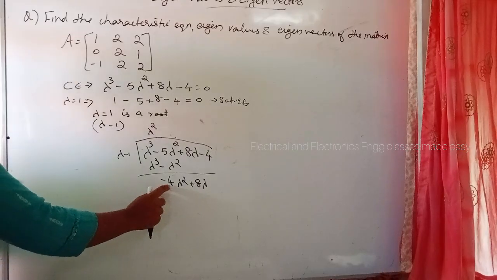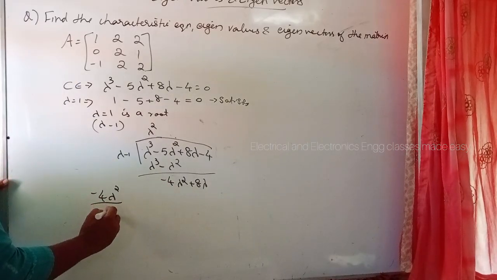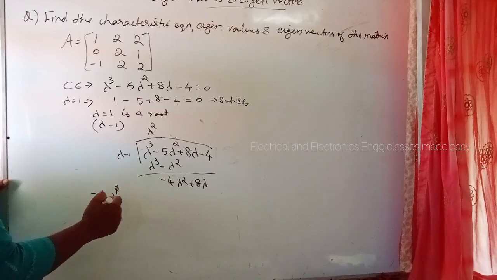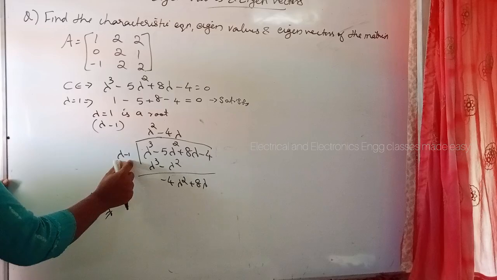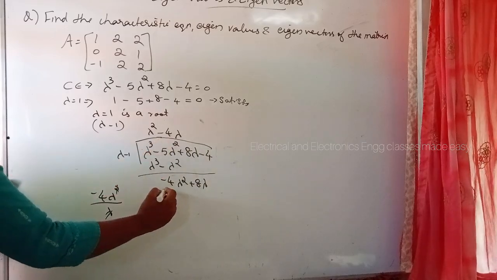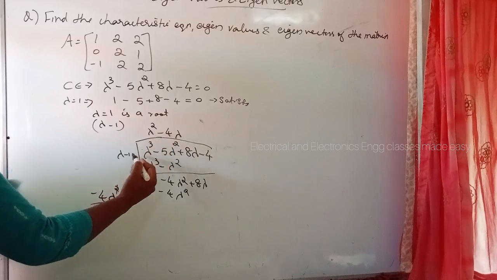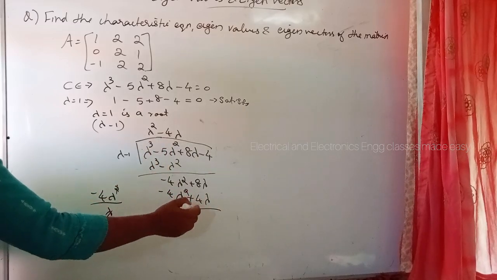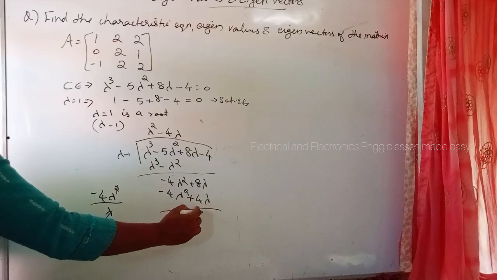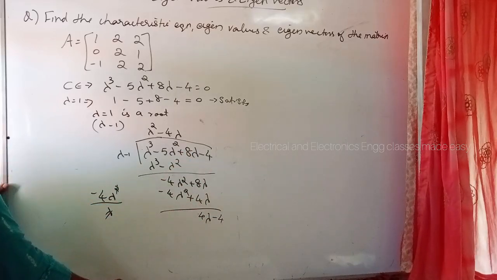Then next is this minus 4 lambda square divided by the first one, lambda. So here we will get minus 4 lambda, that is minus 4 lambda into this one. So minus 4 lambda into lambda is minus 4 lambda square, then minus 4 into 1 is minus 4 lambda, then again subtract. So here we will get 4 lambda, then write the next one, minus 4 here.